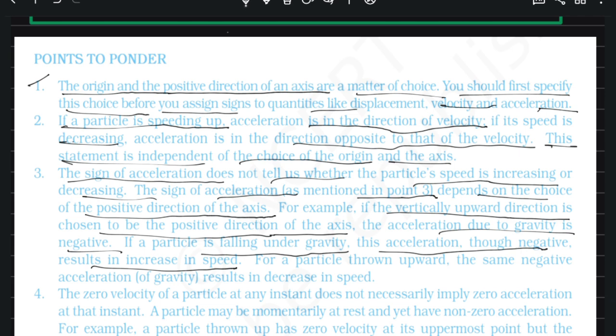The sign of acceleration depends on the choice of the positive direction of the axis. For example, if the vertically upward direction is chosen to be positive, then acceleration due to gravity is negative. If a particle is falling under gravity, this negative acceleration results in an increase in speed, right? Suppose the particle is falling in the downward direction, its velocity vector is in the negative direction and acceleration is also in the negative direction. When we throw the body upwards, the initial velocity is in the upward direction and acceleration due to gravity is in the opposite direction, so this is negative.